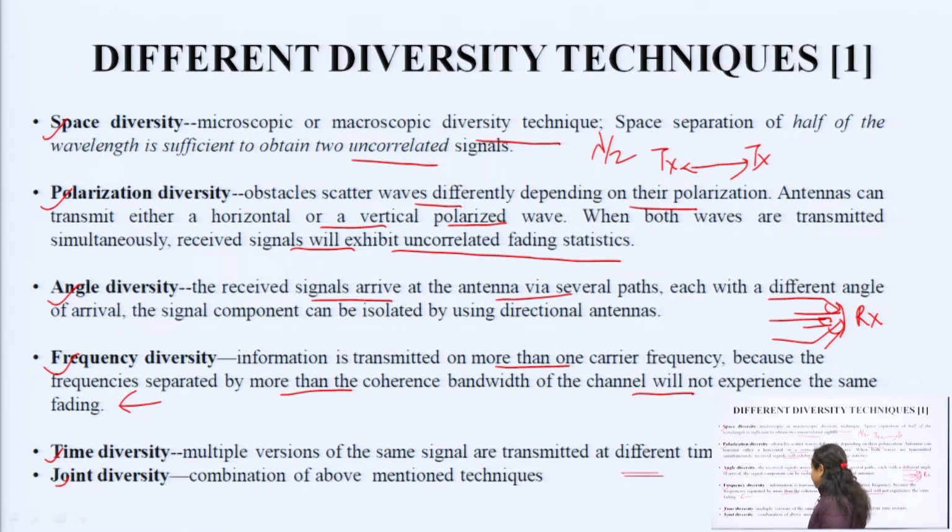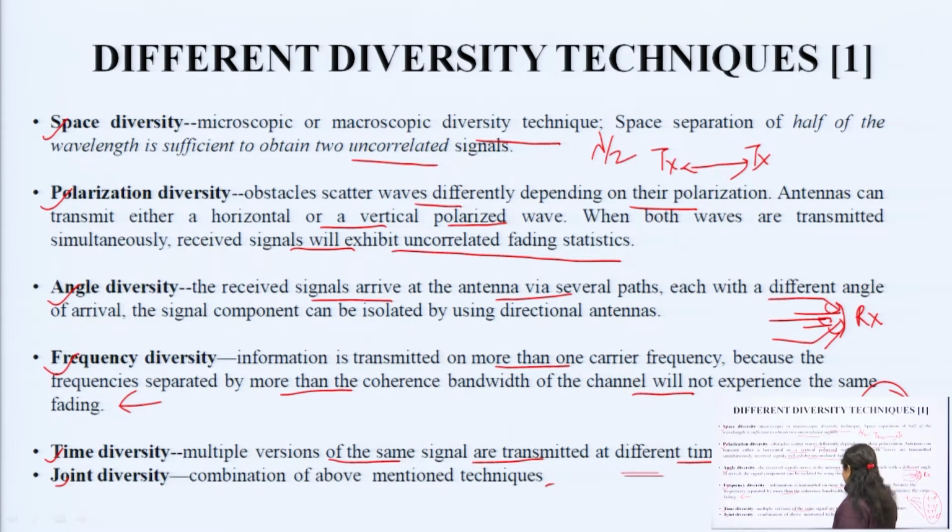Next one is time diversity. Multiple versions of the same signals are transmitted at different time instants, which means at different points of time there are different time versions. Let us say we have transmitted the signal at instant time t, then we have received at t minus T, at t minus 2T, at t plus T, at t plus 2T. So, these are the different versions of the signals that we have transmitted.